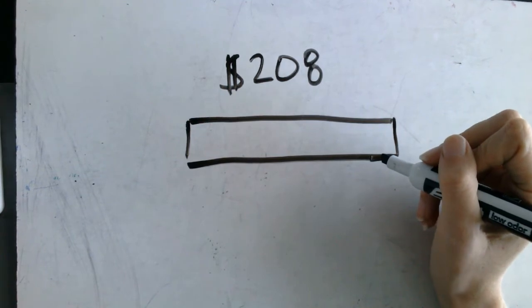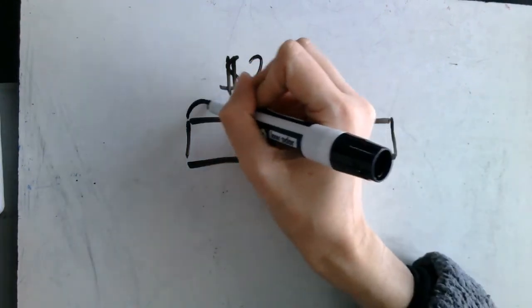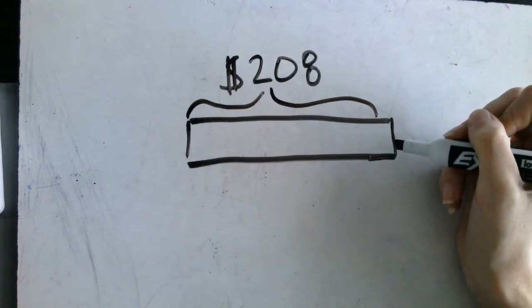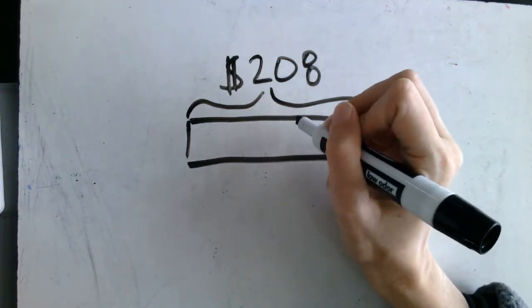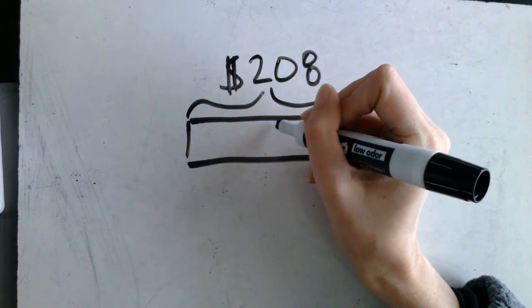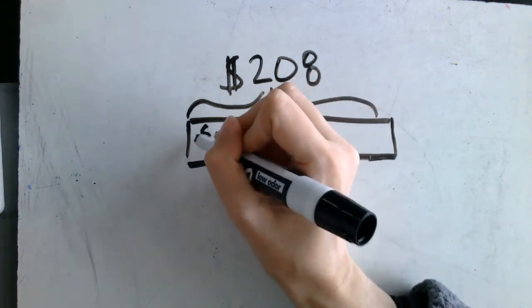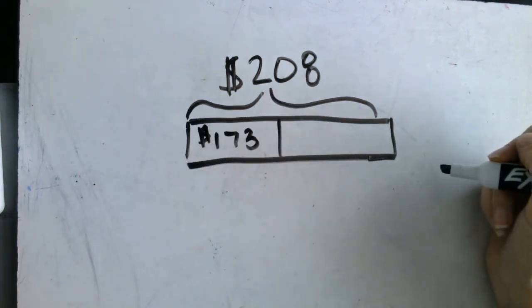We also know how much money Joe has in total. His total is $208. That's how much Joe has in the bank. Joe started with $173 already in his bank account. That's pretty nice for Joe.